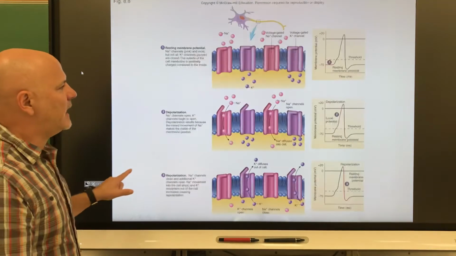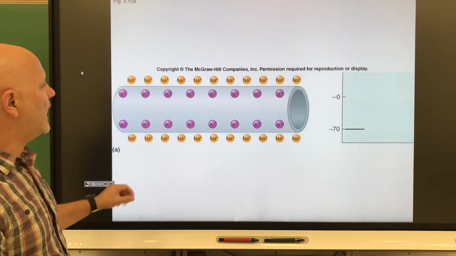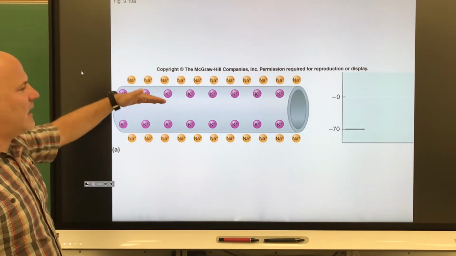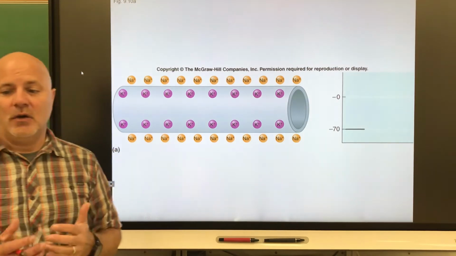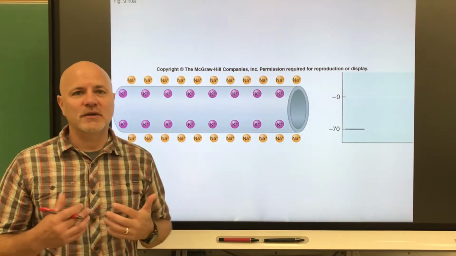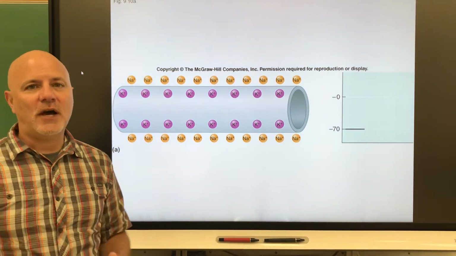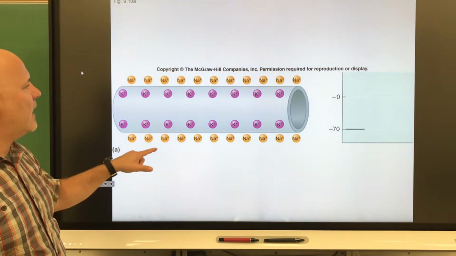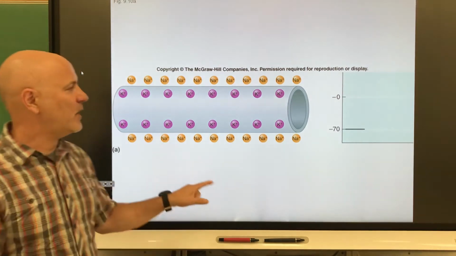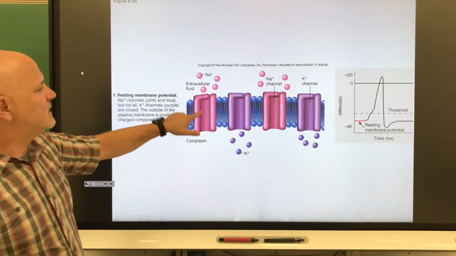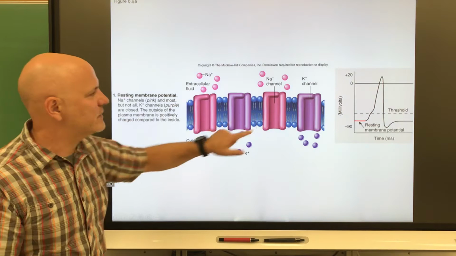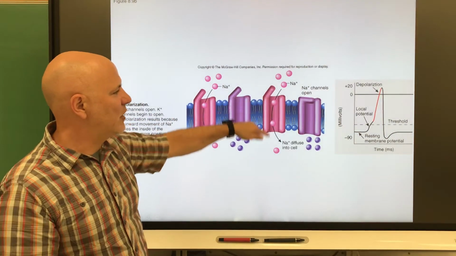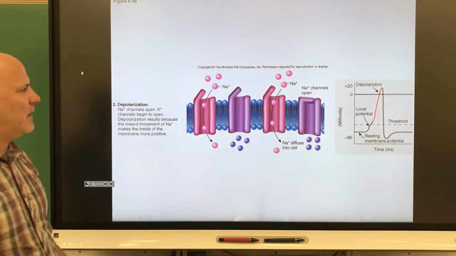So let's look at an action potential here. This is showing sodium out, potassium in, positive out, negative in. The first thing to happen here is what is known as depolarization. This is a loss of electrical charge on the surface of a membrane. If we get an impulse above threshold, the ion channels specific to sodium are going to open up, and this allows sodium to diffuse into the cell.